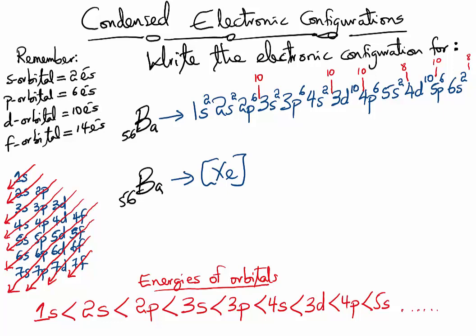Now we know that xenon has 54 electrons. Let us try to find 54 electrons from here. So that will be 10 plus 10 plus 10 plus 8 plus 10 plus 6, leaving only the 6s2 orbital. So the condensed electron configuration will have only 6s2 as the orbital that is outside the xenon square bracket.